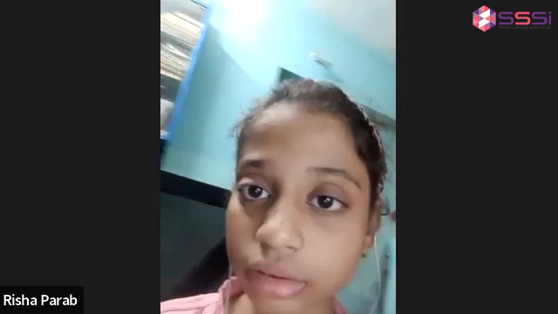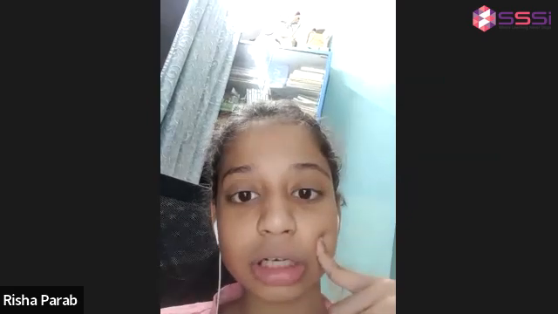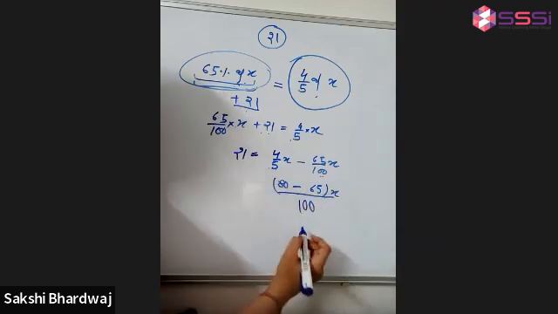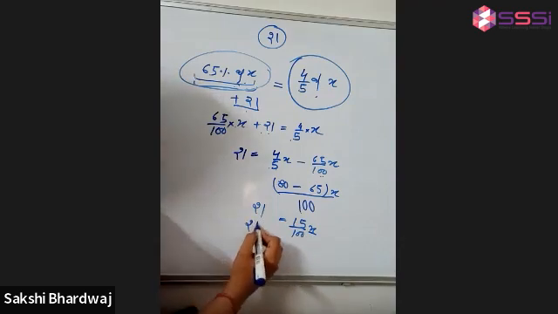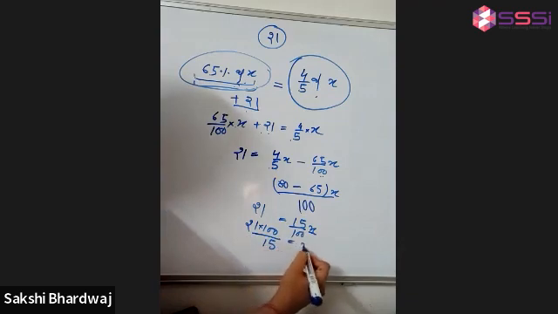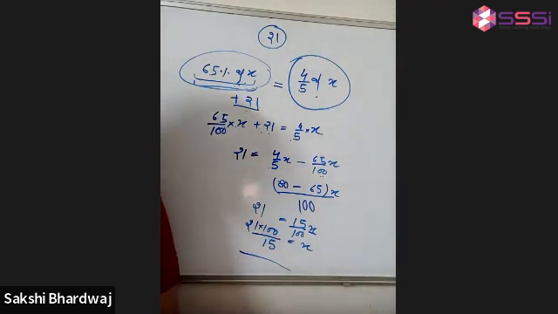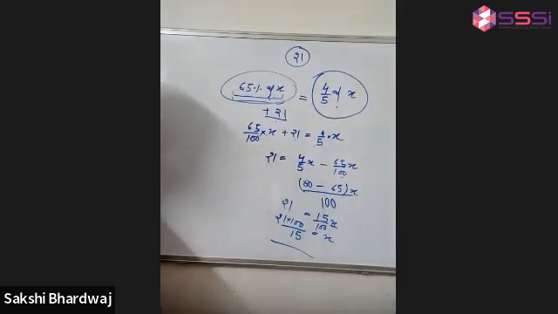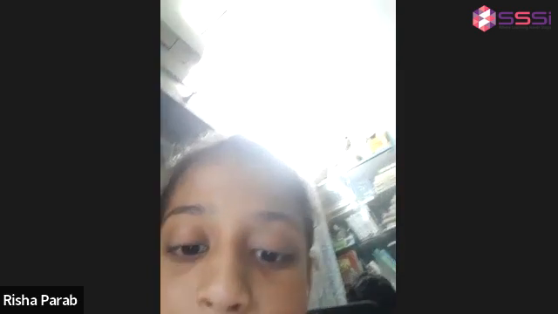We divide 100 by 5, that is 20, and 20 times 4 is 80. 80 minus 65 is 15 by 100 of x equals 21. We need to find the value of x. So 21 multiplied by 100 and divided by 15 equals x. Solve it. Three fives are this, three sevens are this, 20. 140.